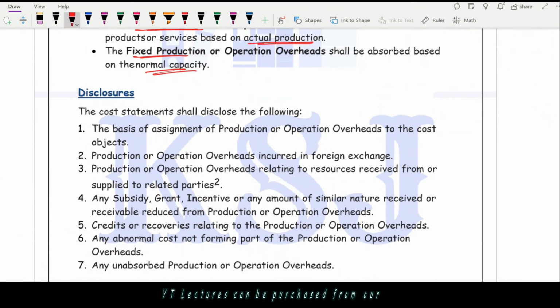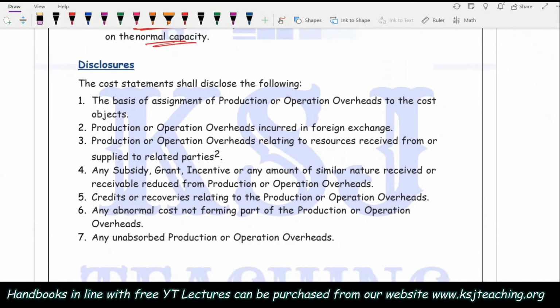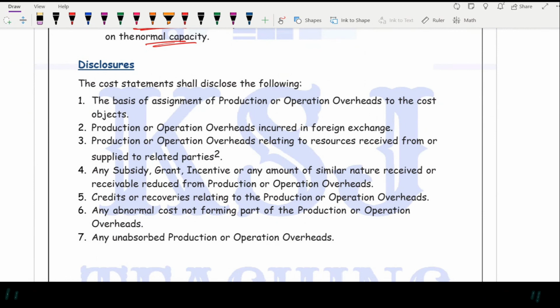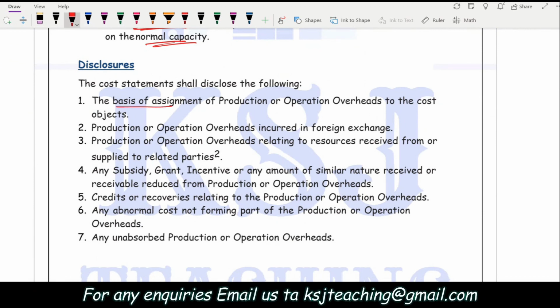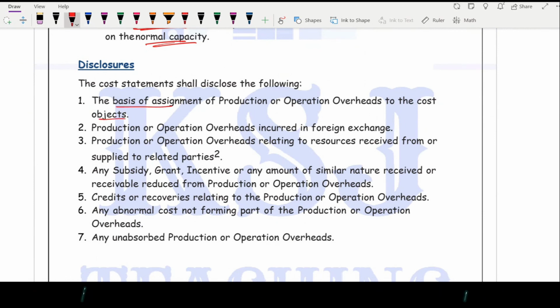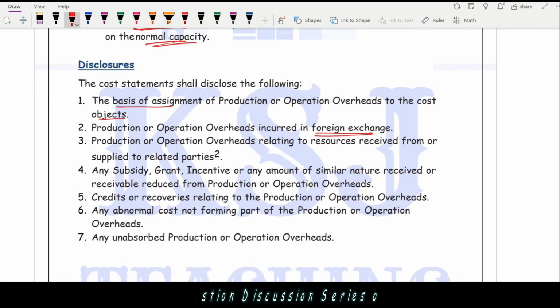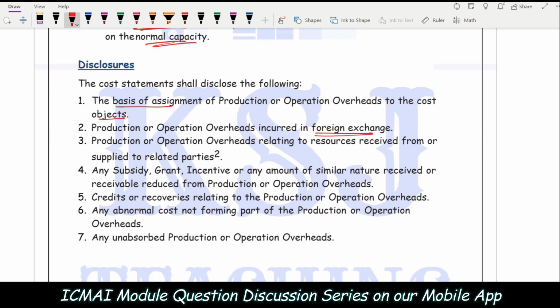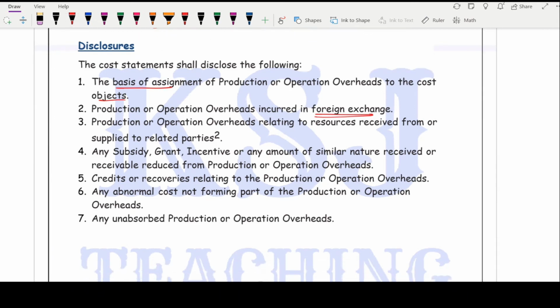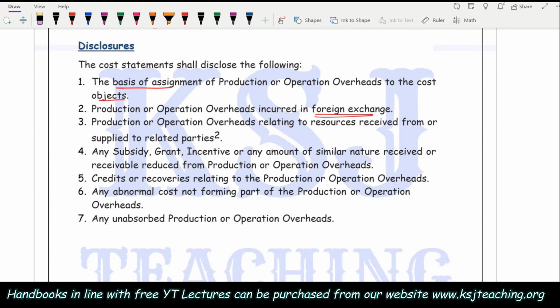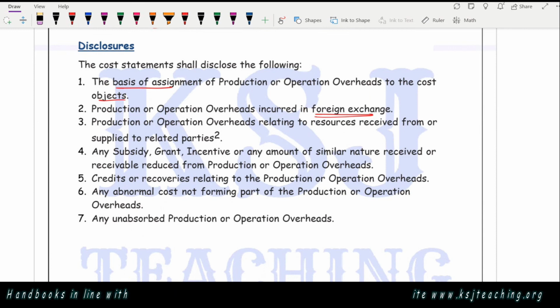Then you have the disclosures, that is, what all disclosures you have to make in the statements. The basis of assignment of the production overheads to the cost object, and the production or operation overheads incurred in foreign exchange. If there is any foreign transaction, if you have procured the material from outside India, right, then you have to mention it. Then production or operation overheads relating to resources received from or supplied to related parties.